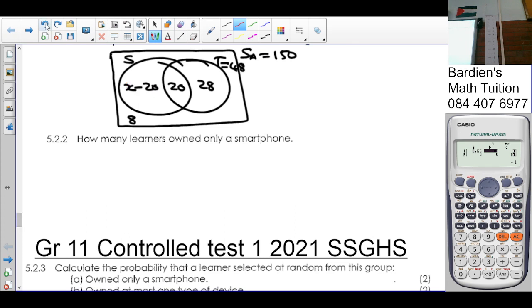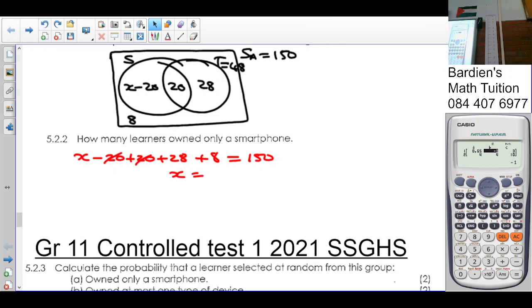But we know that X minus 20 plus 20 plus 28 plus 8, all the parts, add up to the sample space of 150. Okay, so X plus 8 equals 150. So that cancels. So X is equal to 150. So you're going to say 150 minus 28 minus 8. That gives us 144. So 144 own smartphones.